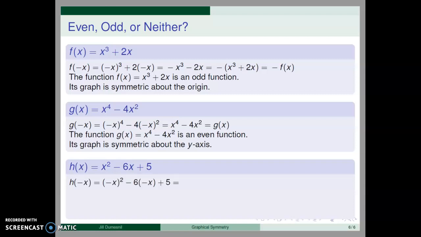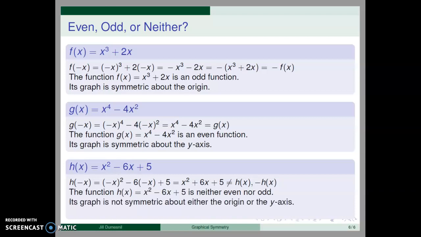We plug -x into the function h. Then we simplify to get x^2 + 6x + 5. This expression is not equal to either h(x) or the opposite of h(x). Therefore, the function h is neither even nor odd, and its graph is not symmetric about either the origin or the y-axis. This does not mean that the graph has no symmetry. The graph just doesn't display these two types of symmetry.